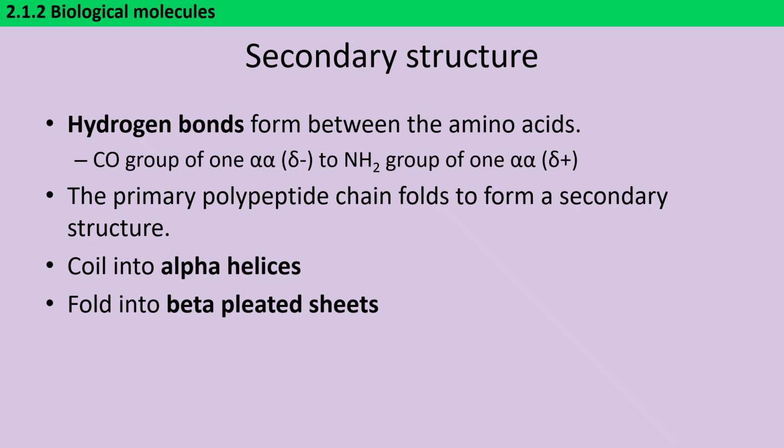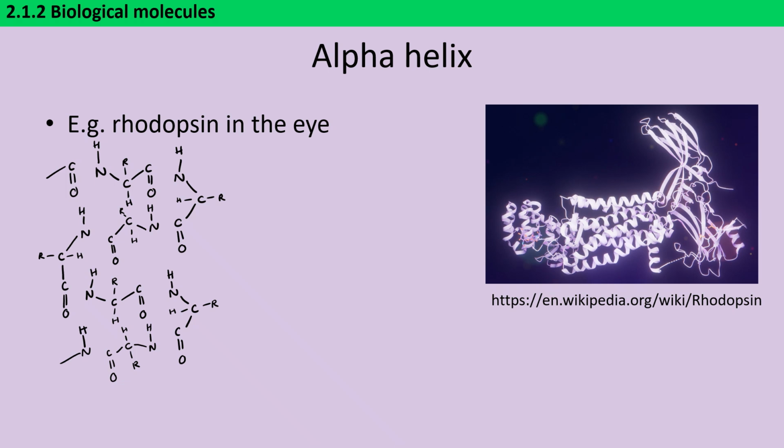It could either coil it into an alpha helix, or it could fold it into a beta pleated sheet. You already know the word helix from using it to describe the shape of DNA, which is a double helix. So a single helix is just a spiral, but it's one with a continuous diameter, so it's not getting wider as it goes. And rhodopsin is a classic example of a protein where its secondary structure is an alpha helix.